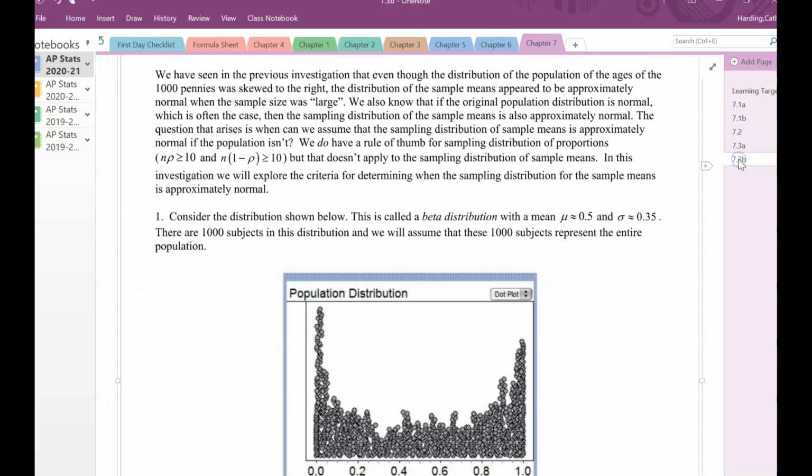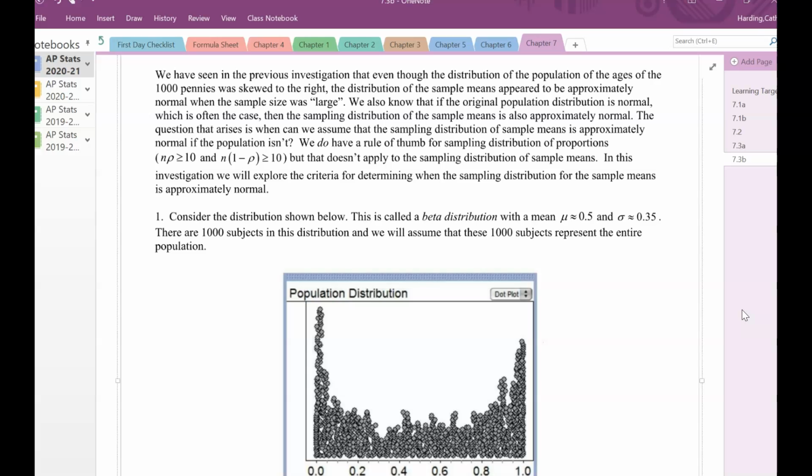So let's switch over. Here's activity 7.3b, which you should find in your OneNote. We have seen in the previous investigation that even though the distribution of the population of the ages of 1,000 pennies was skewed to the right, the distribution of sample means appeared to be approximately normal when the sample size was large. We don't have a cutoff number yet for what's large, but that's what we're going to look at today.